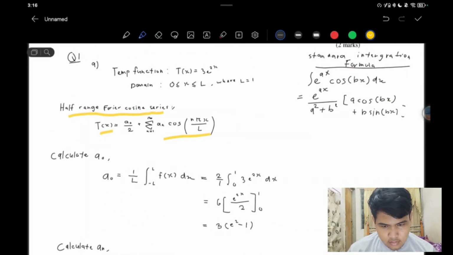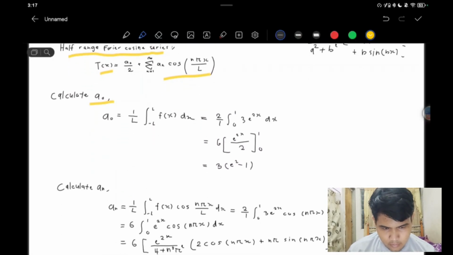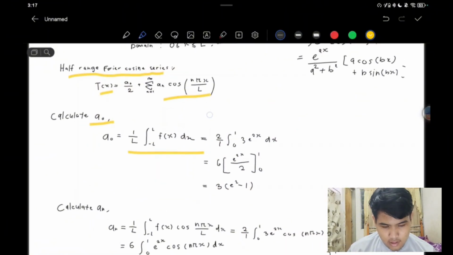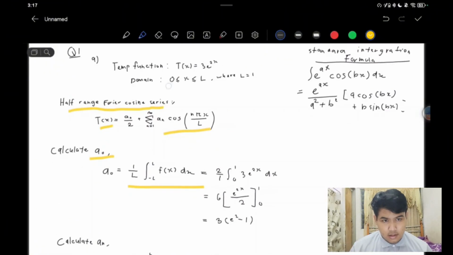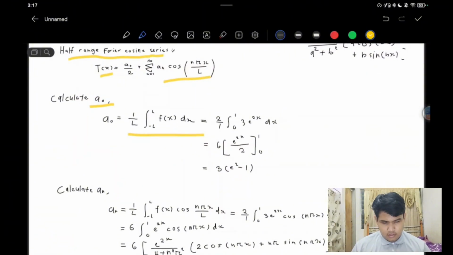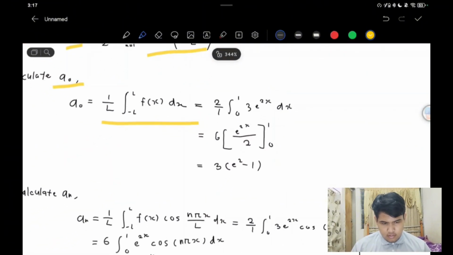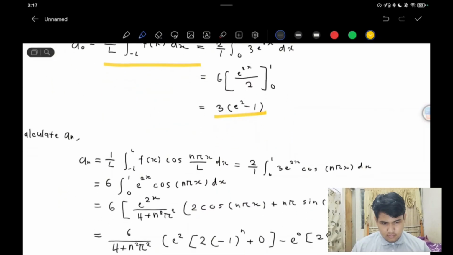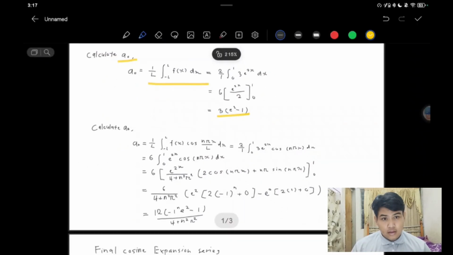And after that, we need to calculate a naught. For a naught, the formula is 1 over L, integrate from negative L to L. This we get from the domain. The domain is from 0 to L, where L is 1. So we integrate from 0 to 1. And it's equal to 1 over 2 over 1, integrate 0 to 1, the f(x) function, 3 e to the power of 2x dx. And we integrate the function, and we get the answer 3 times (e to the power of 2 minus 1). This is the answer for a naught.